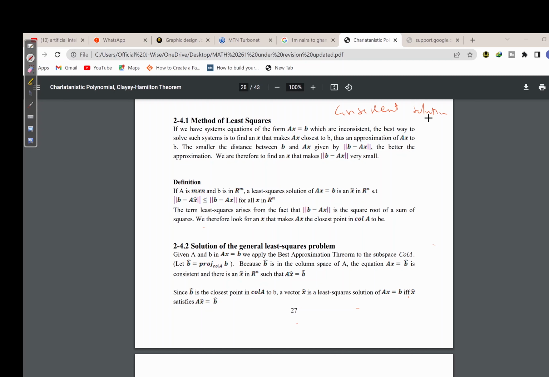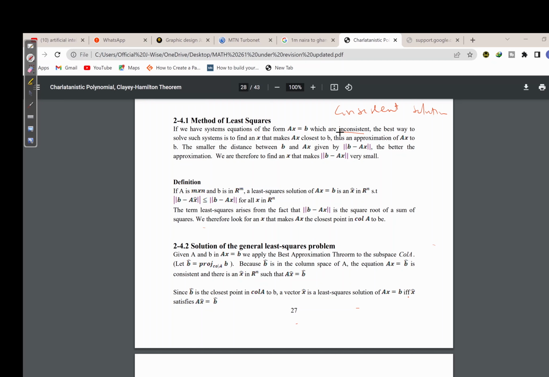But when you have a system of equations with infinitely many solutions or no solution, we say that the system is inconsistent. When you have a problem like this, we are required to use the method of least squares to solve it, either when you have no solution or infinitely many solutions.